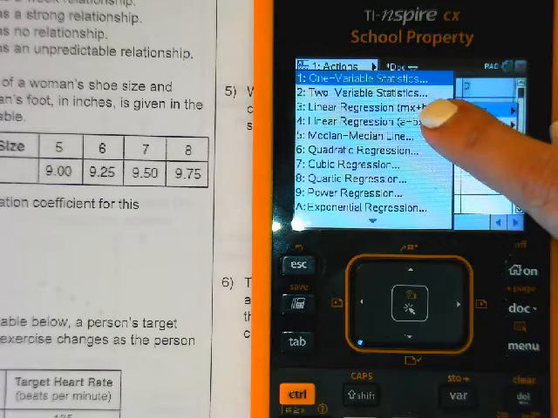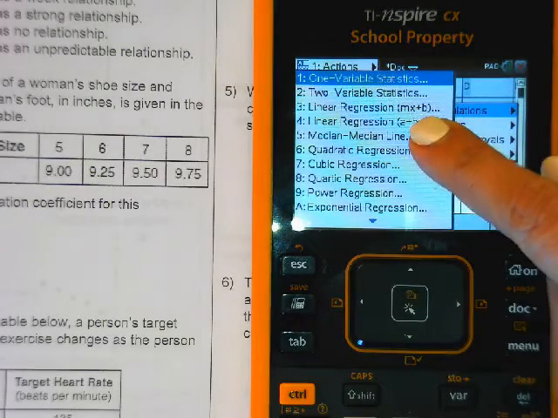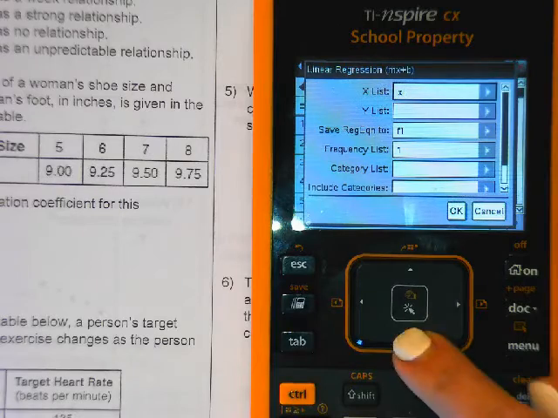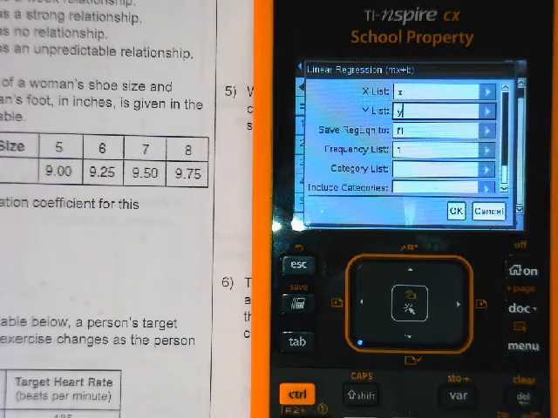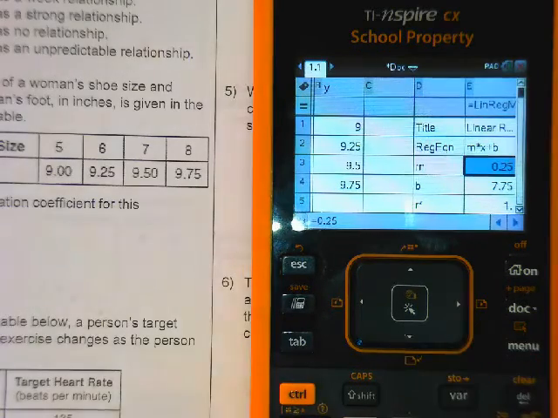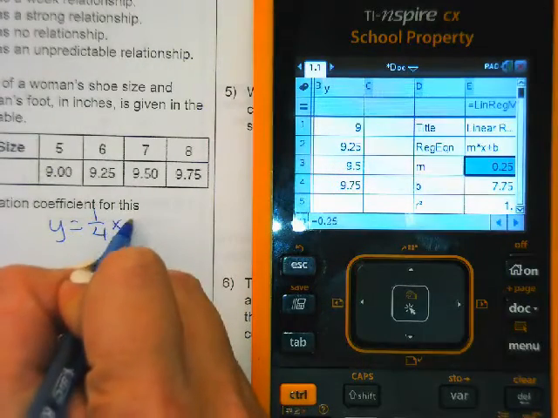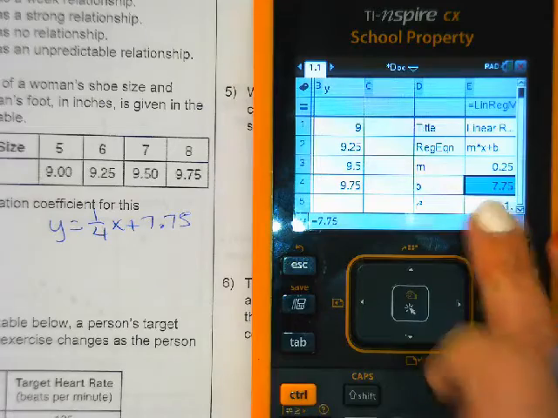Okay, look at our choices here. Which one looks like Y equals MX plus B that we're used to? 3. And then we're just going to do X, because what did we call the X list? We called it X. Hit enter. What do we call the Y list? Y. And then you guys, you don't even have to do anything else. You can just hit enter twice. And there's our equation. Now, if they asked us for our equation, we very well could say Y equals 1/4 X plus 7.75. That's our equation.